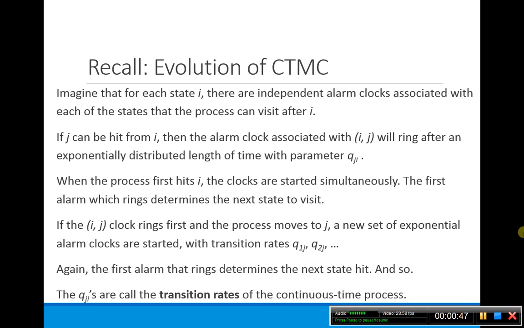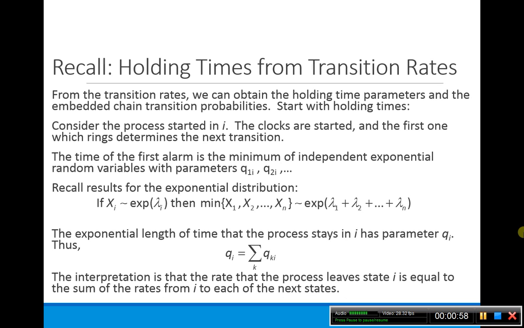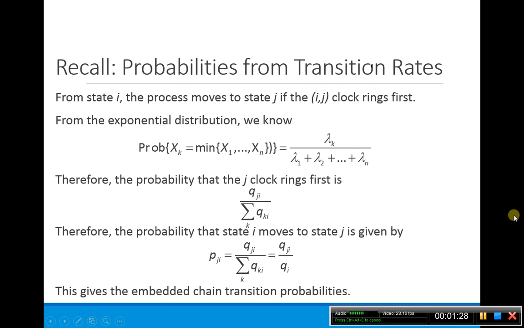So each of you have these transition rates, Q1J, Q2J, etc., the transition rates QJI, and you move as soon as the first one goes off. So remember how to calculate the holding time. You're going to go when the first alarm clock goes off, so this is a minimum of a bunch of exponential random variables. Remember how you calculate that. Basically your holding time is going to be determined by the sum of all of these transition rates, where K is all of the different states that you can transition to from state I. So keep this in mind when we talk about the Gillespie algorithm.